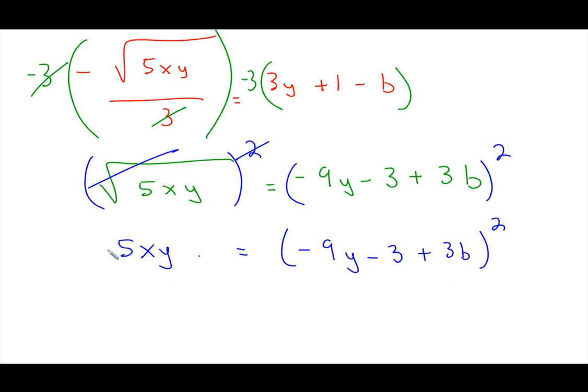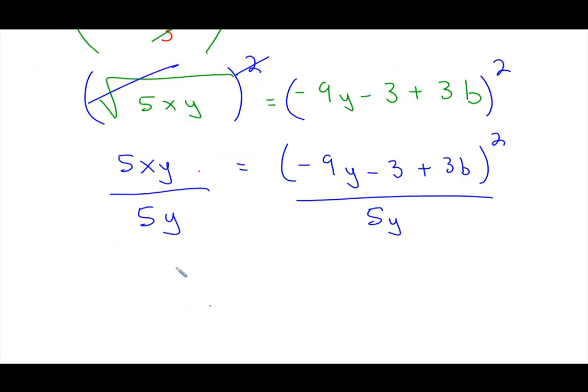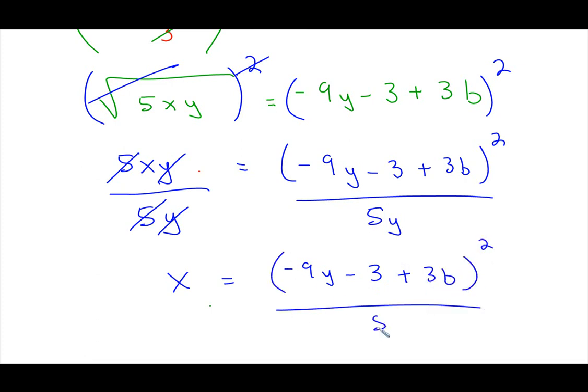And then the last step, we want to divide by 5y to get the x by itself. We divide by 5y on both sides because we want the x to be by itself. So then that's going to give us x is equal to, so these divide out, negative 9y minus 3 plus 3b, squared, divided by 5y. Okay?